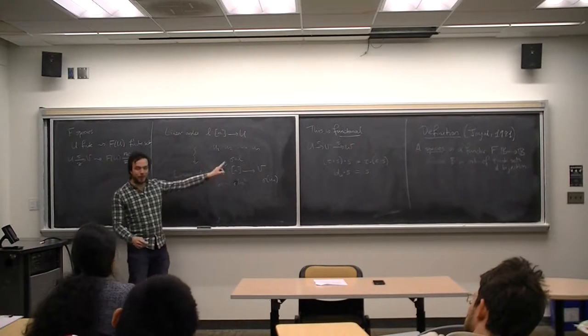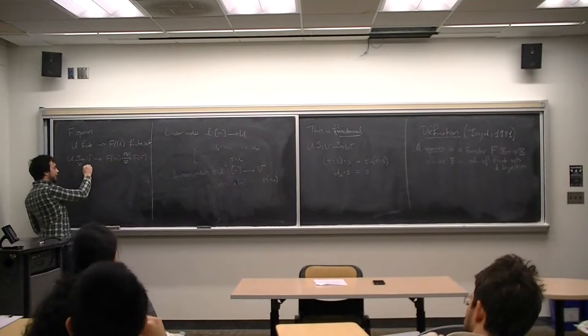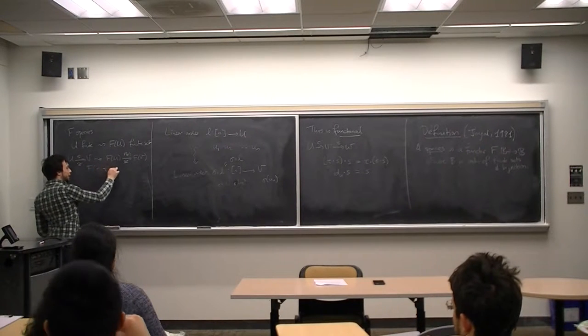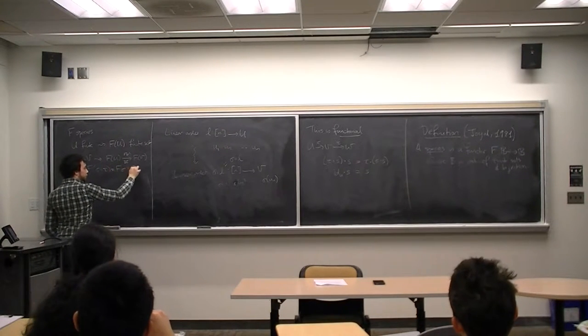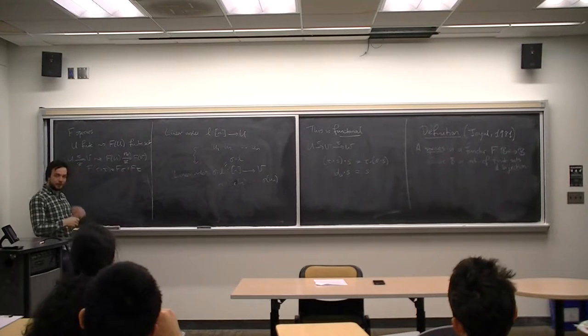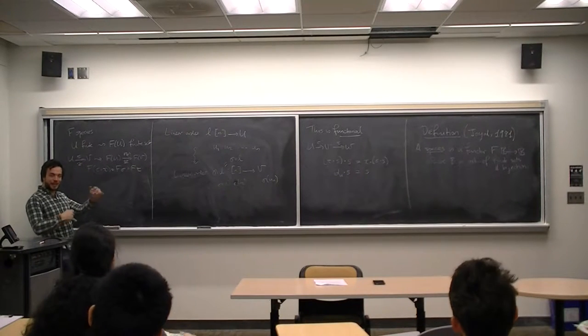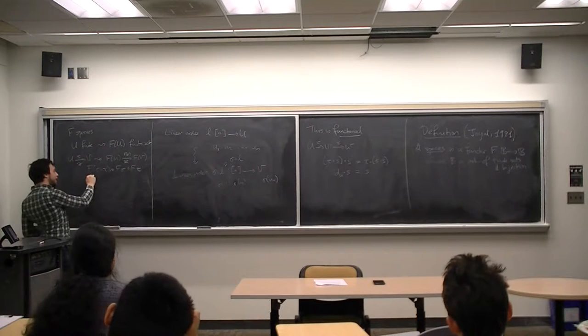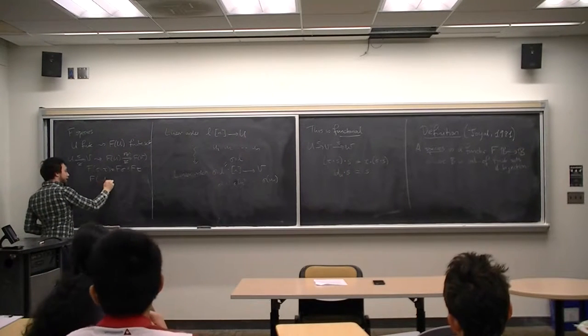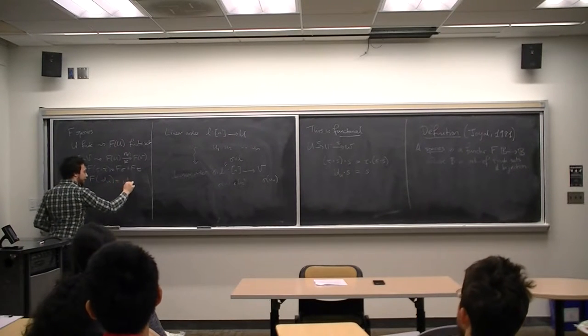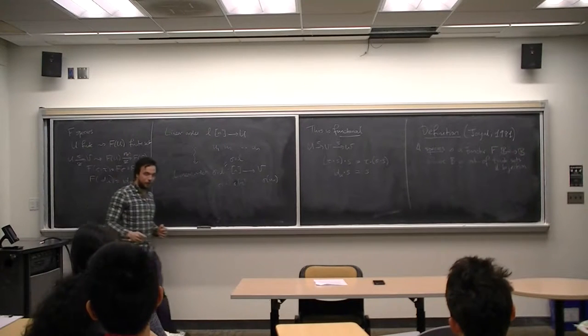such that it's compatible with composition and identity, in the sense that if I apply F to a composite, I get the composite after I apply F. And if I apply F to an identity, then I get the identity of what I got before.